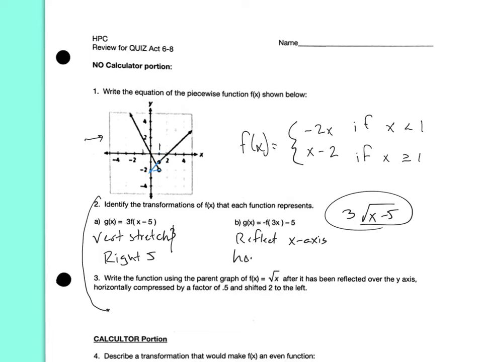This one is a horizontal now because it's inside. So you think 1/3, which is small, so it's a shrink. So you think it, but 1/3 isn't in the problem. It's a horizontal shrink of 3. And then, of course, down 5.